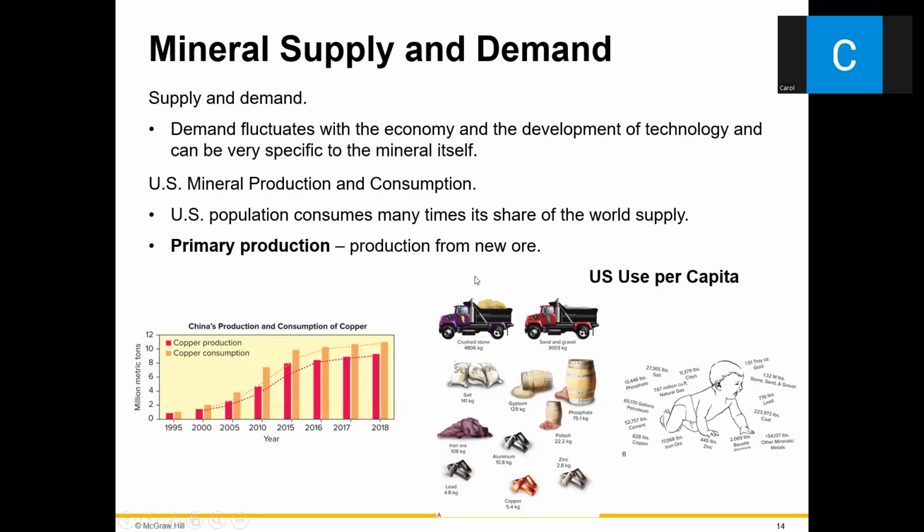Let's see. Production is production from a new ore as opposed to recycling it. And the U.S. population consumes many times its share of the world supply. There's a graph that shows that later, but here is just a chart of per capita use. Obviously, you yourself don't use this much crushed stone, but it's in the foundations of the buildings and the roads and things that you use. So they probably take, by city, how much is used in a city, and then divide that by the number of people living in the city to get the per capita. So these are the weights and volumes of that. No, these are all weights.